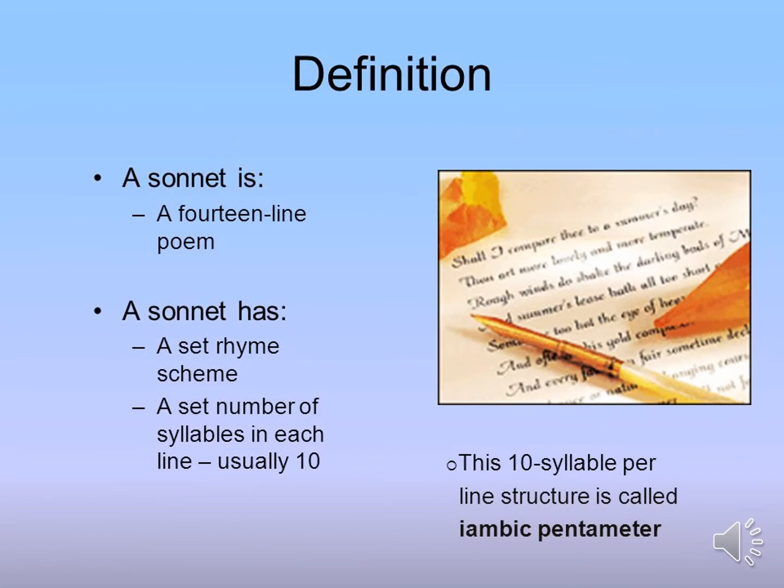A sonnet is a type of lyric poem that consists of 14 lines. It has a unique rhyme scheme depending on its type. It follows a structure called the iambic pentameter, which is 10 syllables per line. We will discuss it later in this lesson.